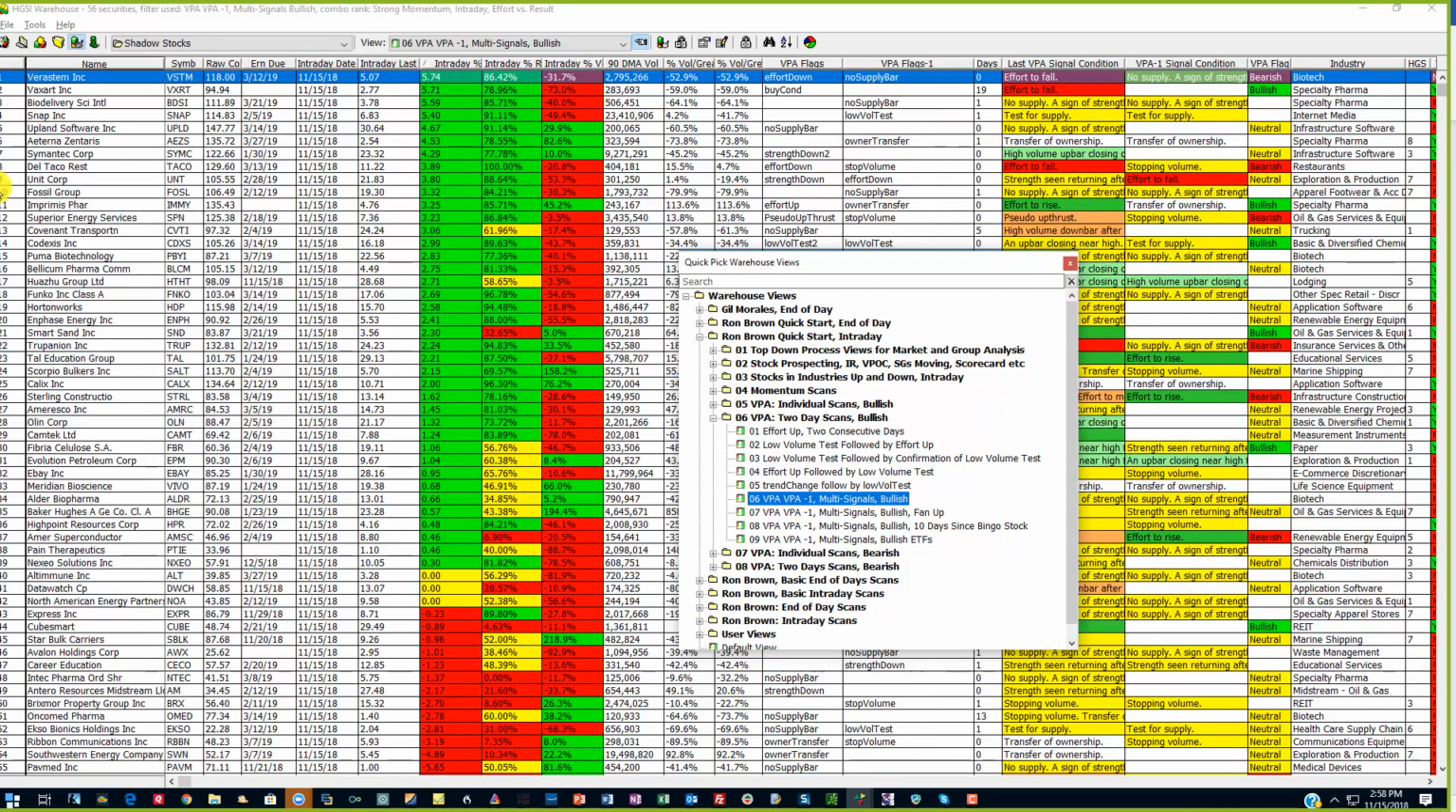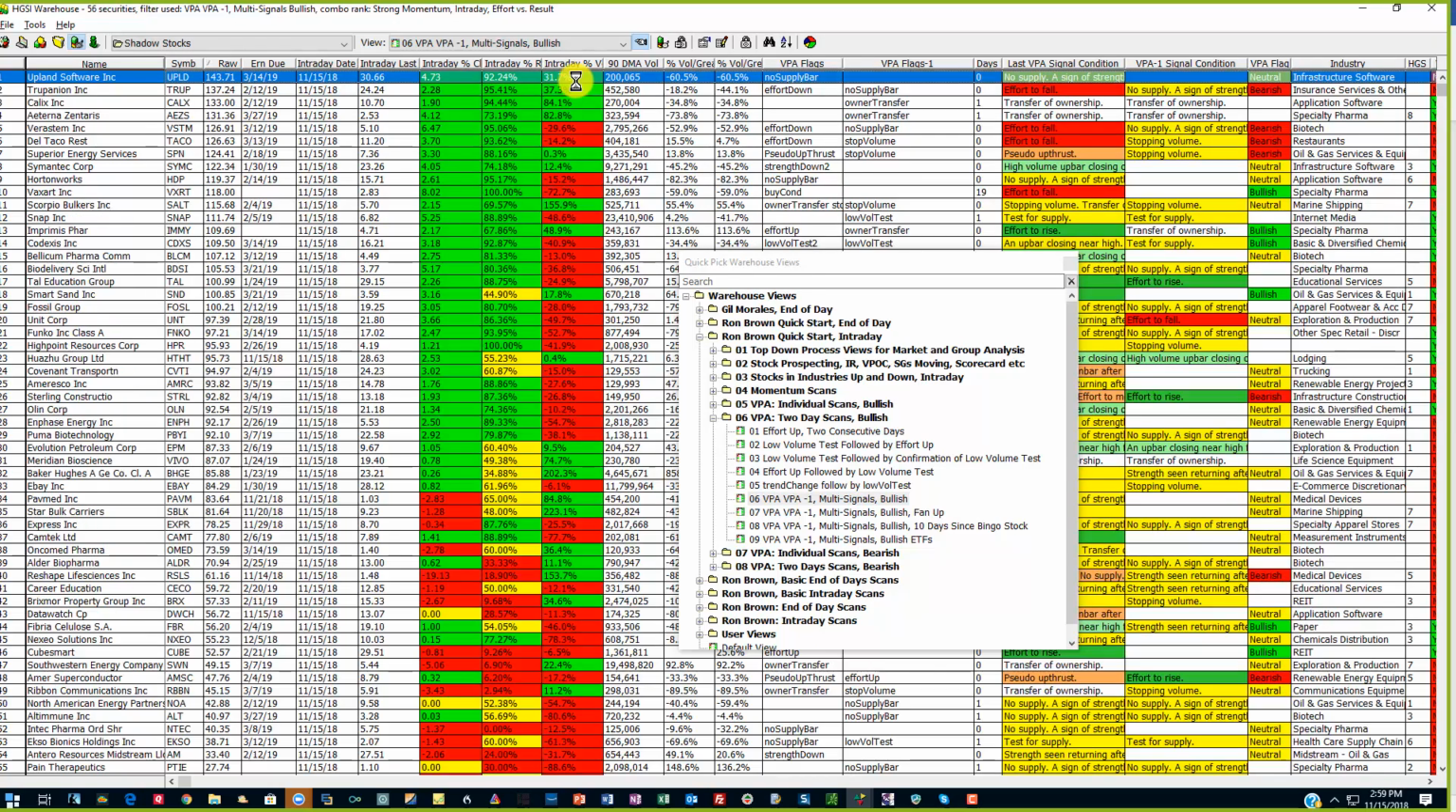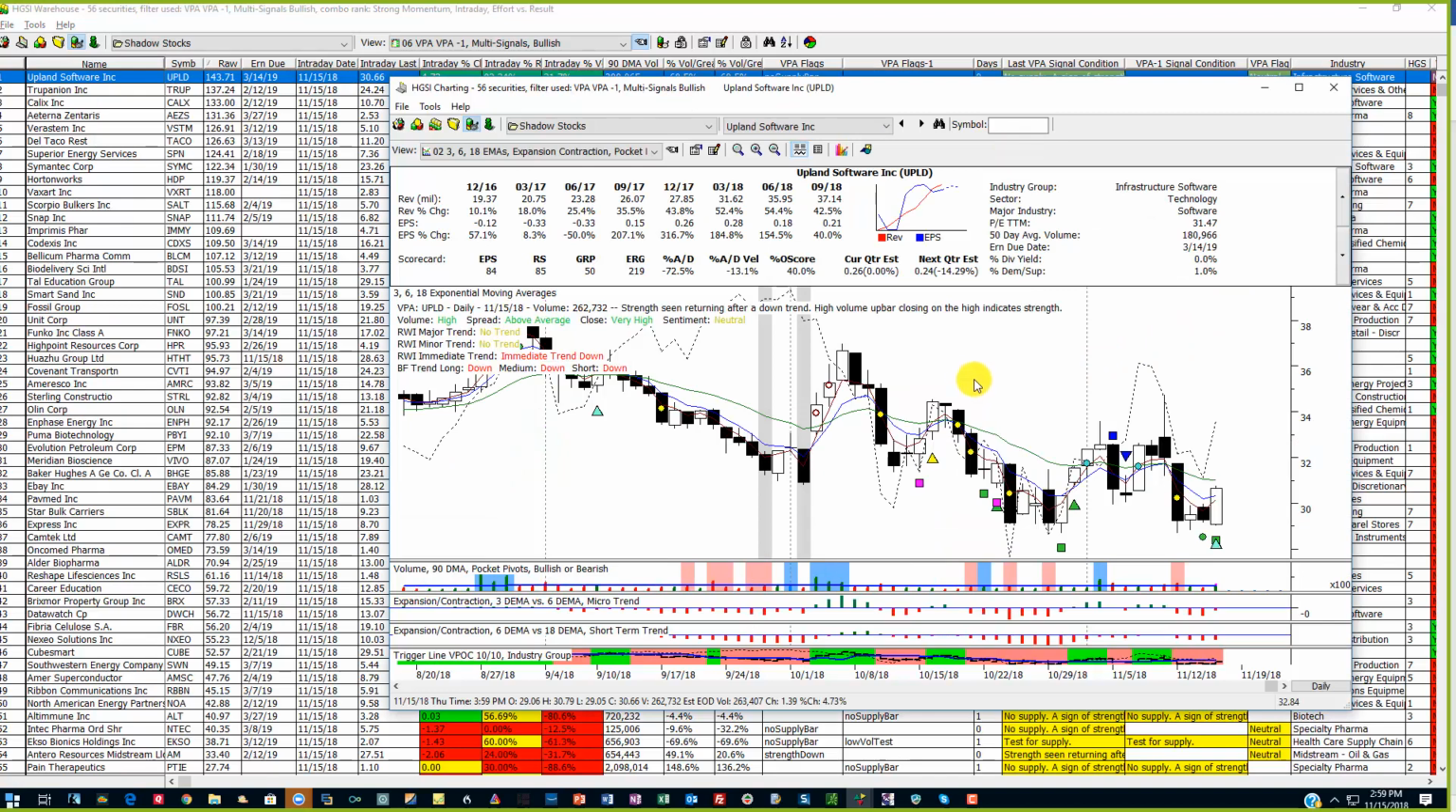Let's look at multi-signals bullish. That opens it up to 56 securities. I sort on raw combo. Upland Software is at the top of the list. It tells me that yesterday there was a no supply bar. It also tells me the volume was very light on a stock that only trades 200,000 shares today. Here's an explanation of this. And let's take a look at this stock because it's up 4.67% today, trading at 91% of its daily range, and its volume is running above normal.